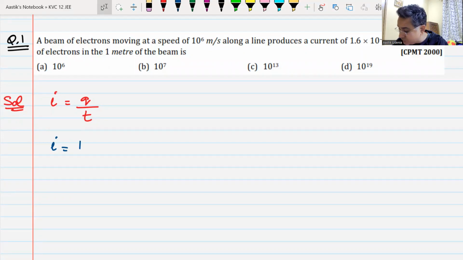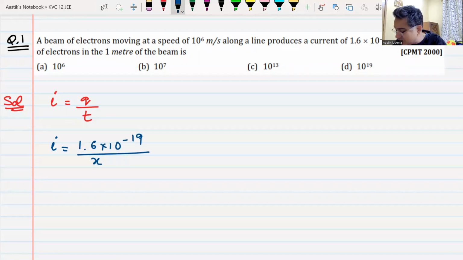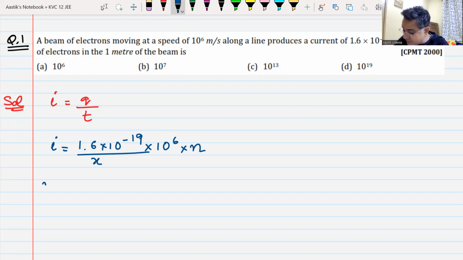Okay, so charge, you know, is 1.6 into 10 raised to the power minus 19 divided by time. Time you can write it as x, distance travel, divided by velocity v. So velocity v can be written here 10 raised to the power of 6 multiplied by the number of electrons that are moving through it. Do we understand this? Yes or no? Yes, sir. From here, we can find out the value of n by x. The value of n by x will be simply I, and the current is already given to you.